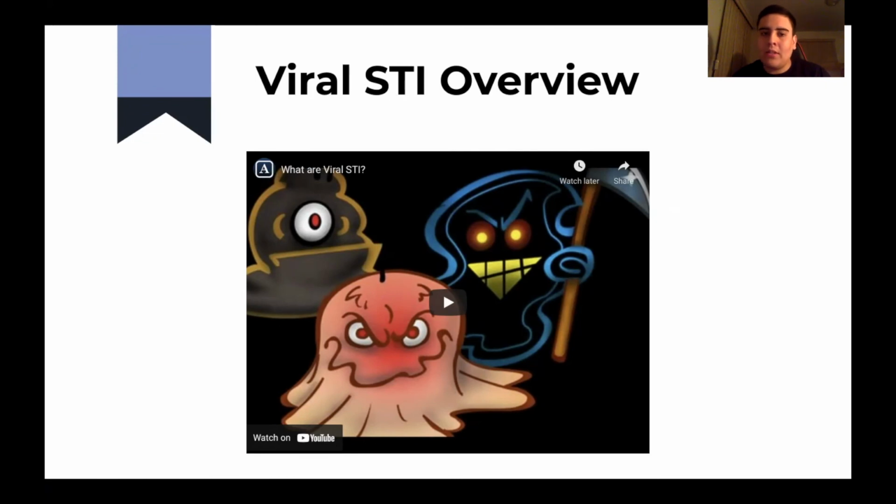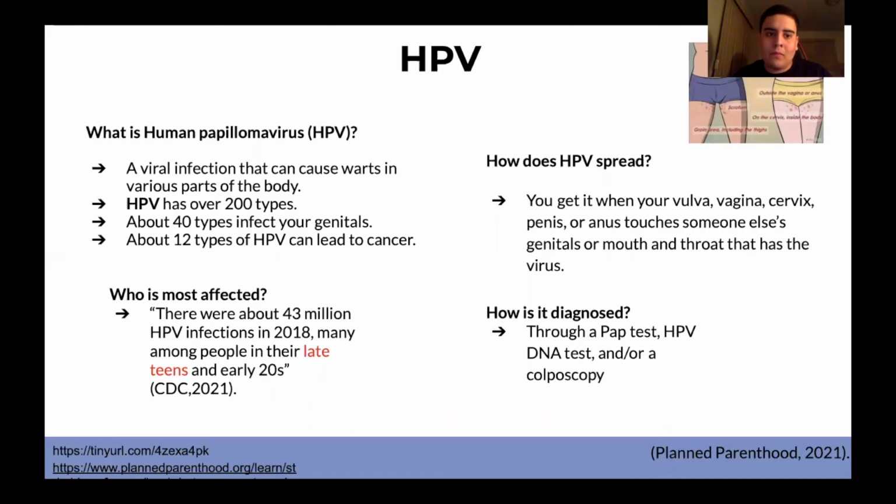So now that you have a better insight into what STIs are, let's cover HPV. So HPV is a viral infection that can cause warts in various parts of the body. It has over 200 types, 40 infect your genital area, and 12 can lead to cancer. So who was most affected? In 2018, 43 million people were infected. Among those were people in their late teens and early 20s.